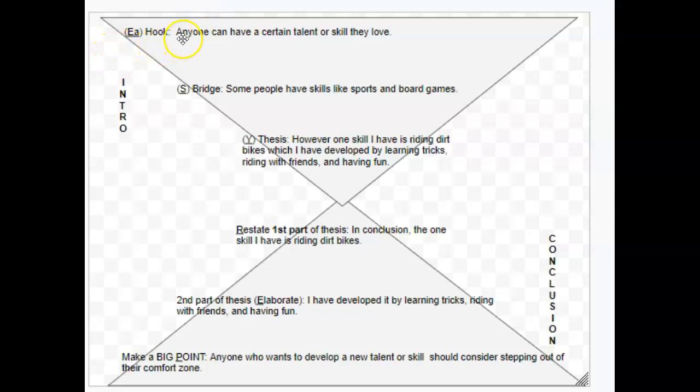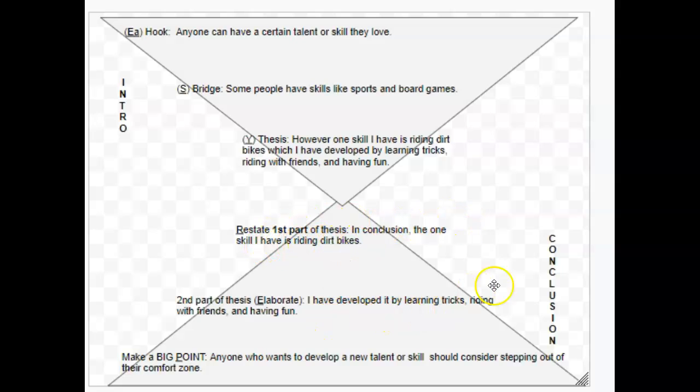Here's another example. Anyone can have a certain talent or skill they love. Some people have skills like sports and board games, and I'd like to see maybe a third one there just to give it some symmetry. However, one skill I have is riding dirt bikes, which I have developed by learning tricks, riding with friends, and having fun. In conclusion, the one skill I have is riding dirt bikes.